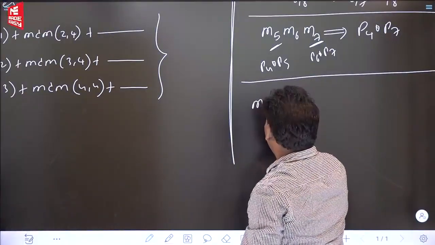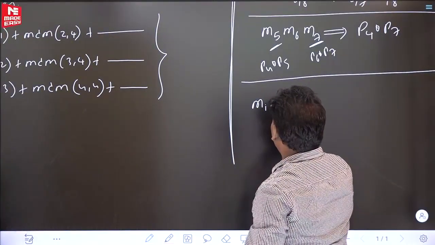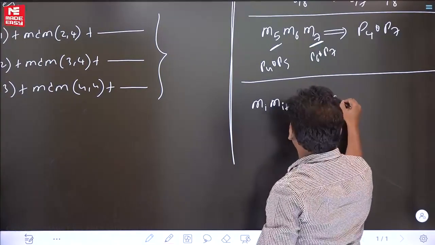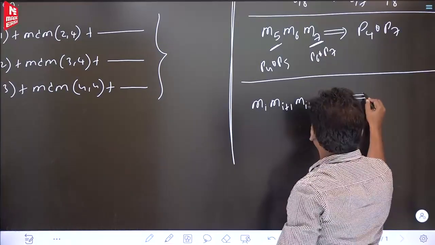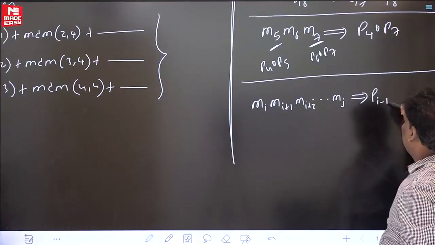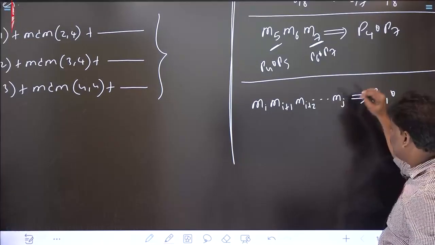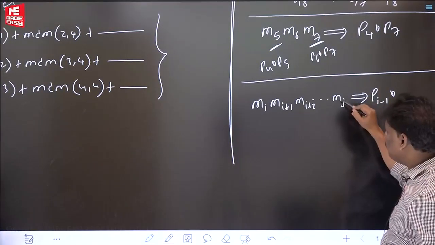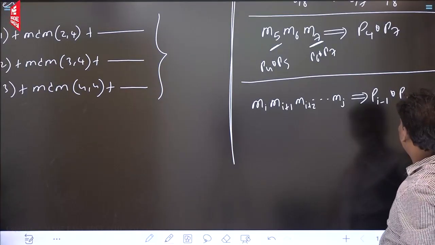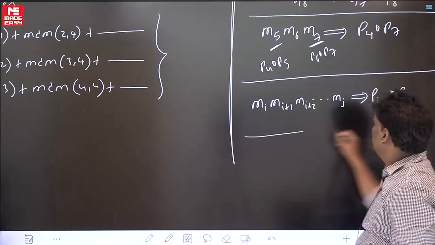See this one. Mi matrix, Mi plus 1 matrix, Mi plus 2 matrix, and so on. Lastly, Mj matrix. Can you help me now? This resultant matrix rows how many? Pi minus 1. This resultant matrix columns how many? What is the last one? Mj matrix rows are Pj minus 1, columns are Pj. So Pj. Right? Please be careful.